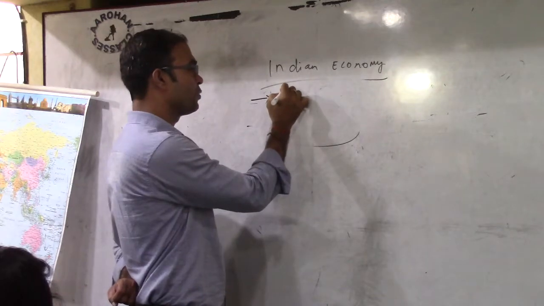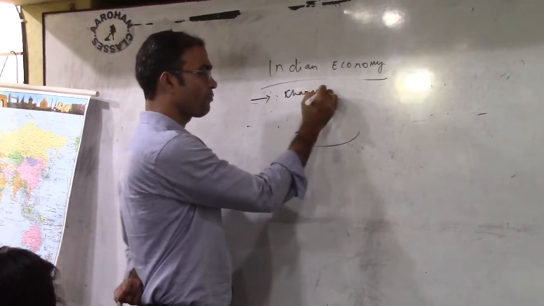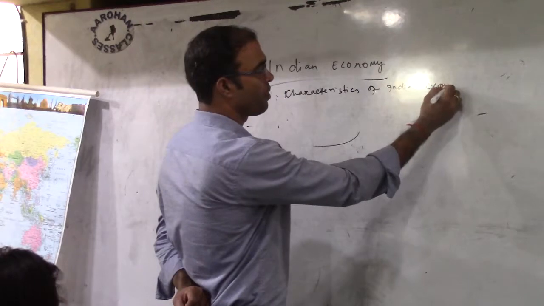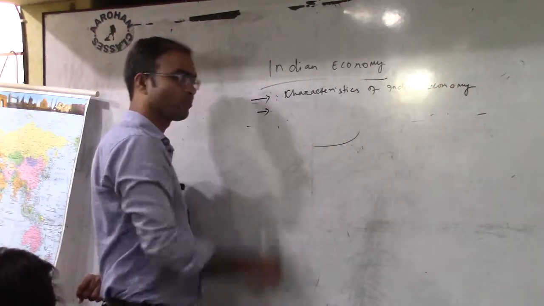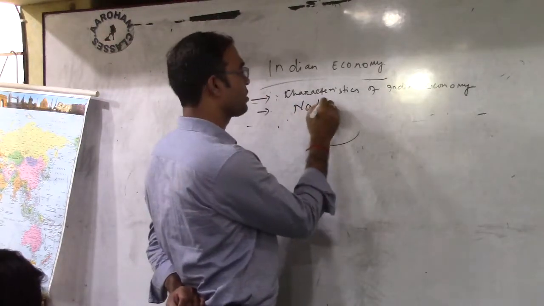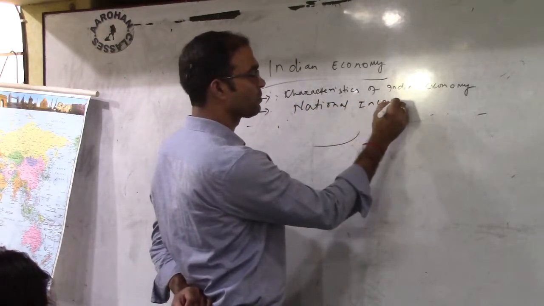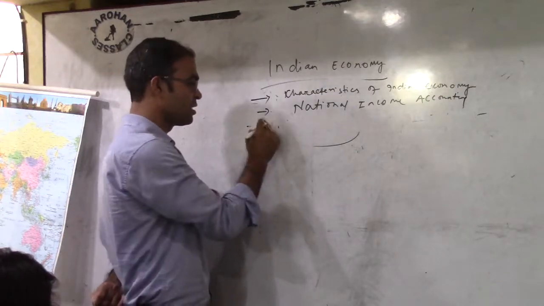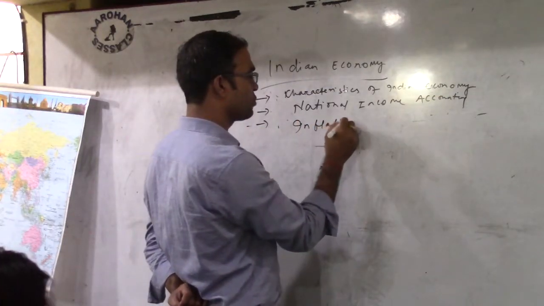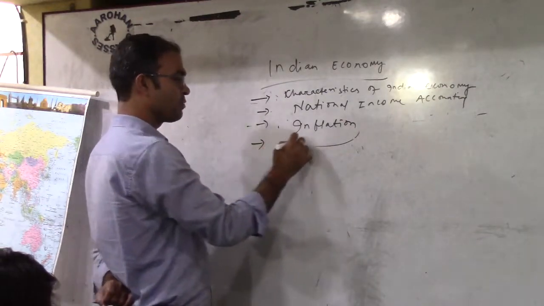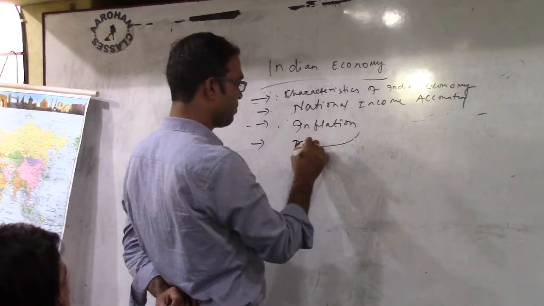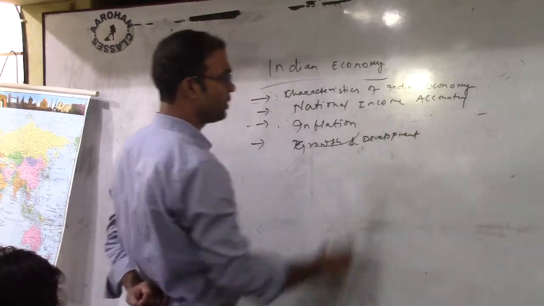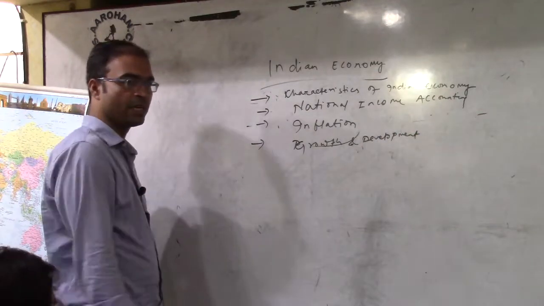So here basically you have to know the characteristics of Indian economy. Then the different concepts of national income accounting, where you will find GDP, GNP, all these things. Then inflation, the issues of inflation and related terms. Then growth and development, where you have to contrast GDP versus other developmental indicators.